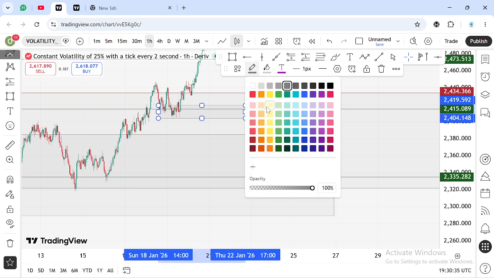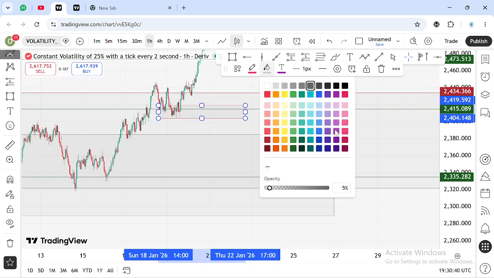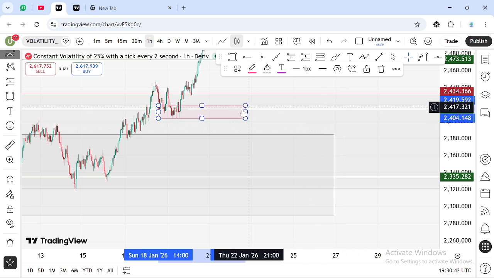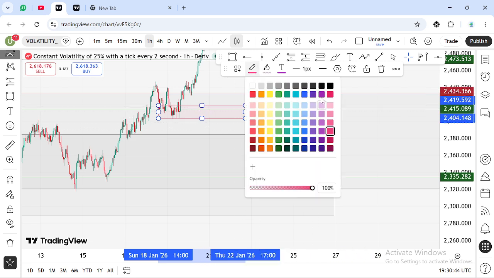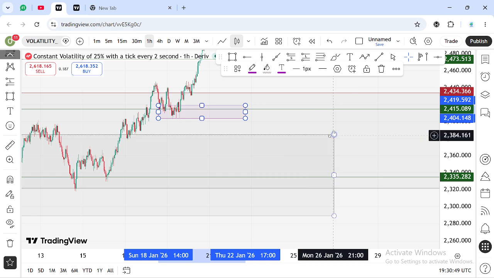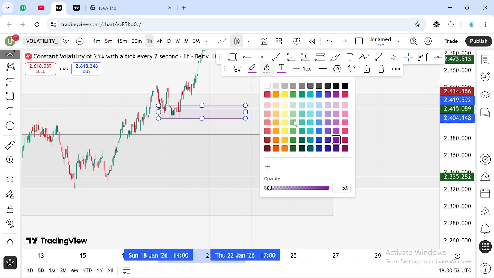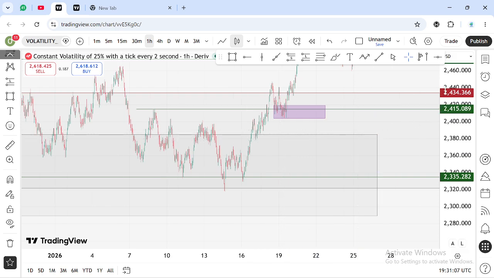Let me make the color a little bit... I don't like that color. I'll use purple. Okay, I'll make it a little bit dark. Okay, I want the candles to show. Okay, so I'll use purple.